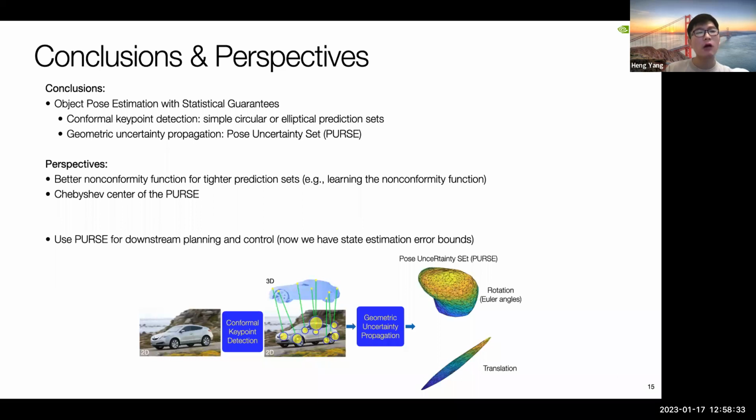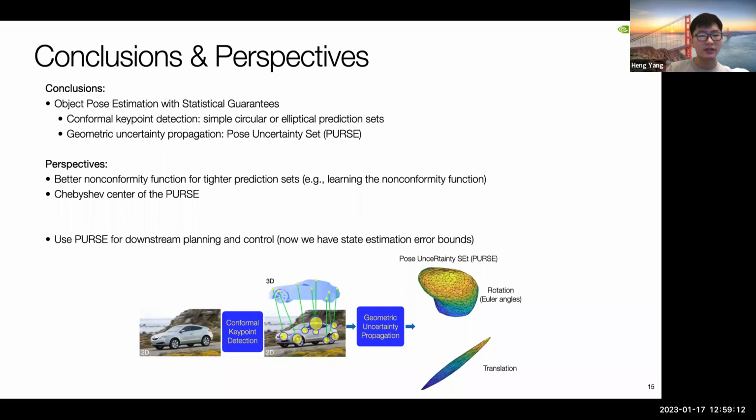So the first thing is, how do you design a nonconformity function, right? In fact, the sizes of the prediction sets will actually depend on the nonconformity functions. In the paper, we discuss why it is pretty difficult to design a nonconformity function that can give you a tight prediction set. But in the future, we are really interested in learning the nonconformity function, because the nonconformity function, I told you, is an arbitrary function. You can actually learn it. So maybe learning the nonconformity function will significantly improve the sizes of the prediction sets, and therefore improve the error bounds on my state estimation.